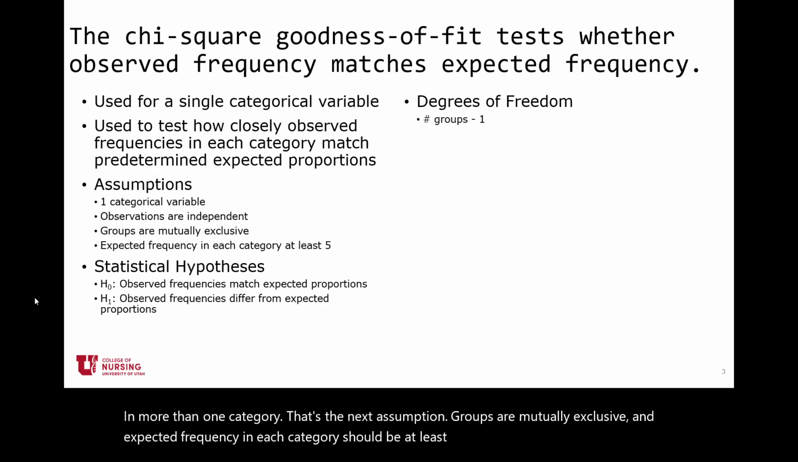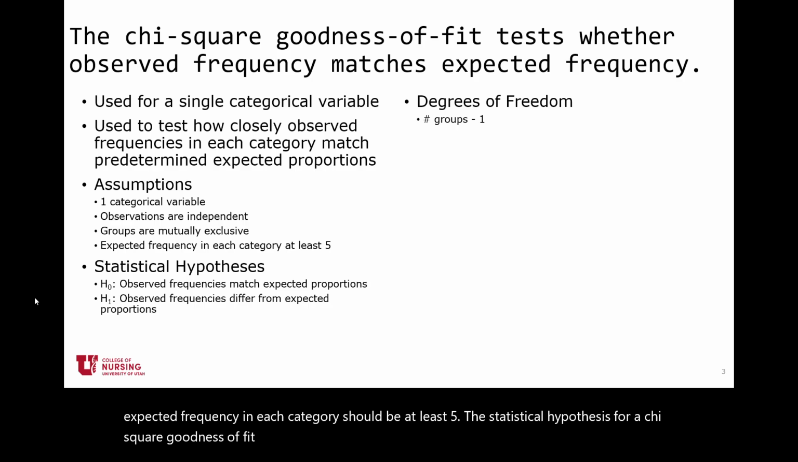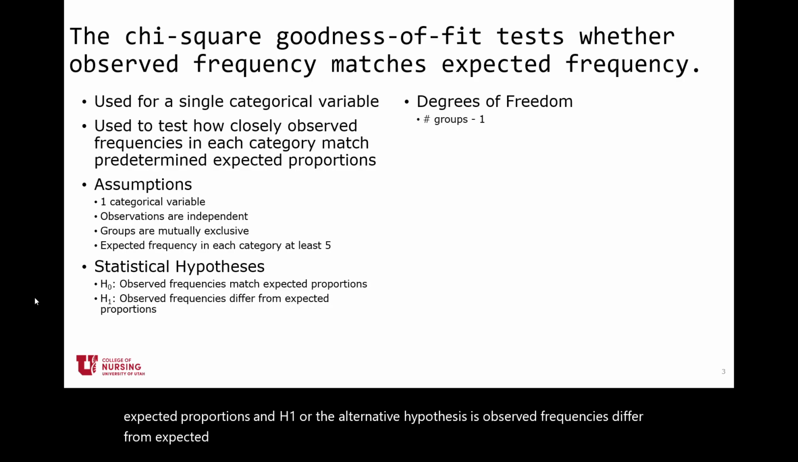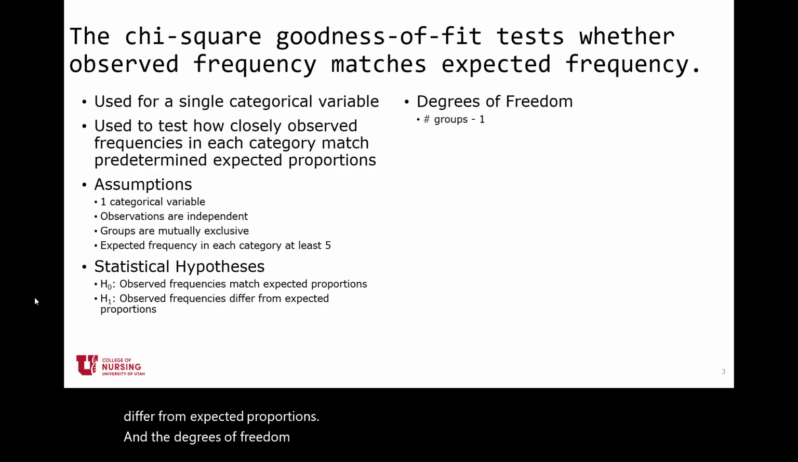The statistical hypothesis for a chi-square goodness of fit test is H naught, or the null hypothesis, is observed frequencies match expected proportions, and H1, or the alternative hypothesis, is observed frequencies differ from expected proportions. And the degrees of freedom for this test is the number of groups minus 1.